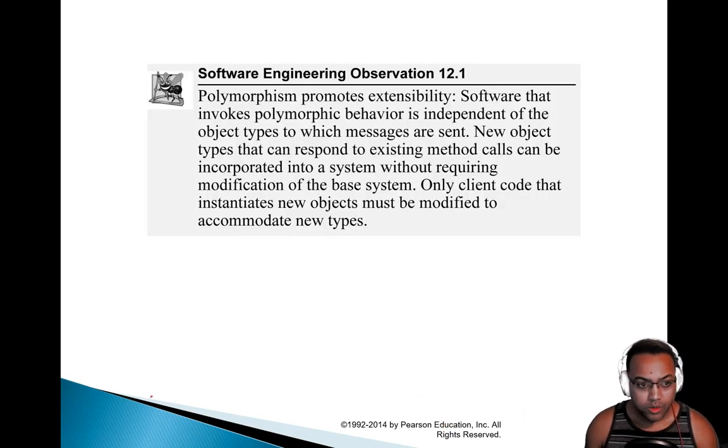So, polymorphism promotes extensibility. Software that invokes polymorphic behavior is independent of the object types to which messages are sent. New object types that can respond to existing method calls can be incorporated into a system without requiring modification of the base system. Only client code that instantiates new objects must be modified to accommodate new types. So what does this mean?